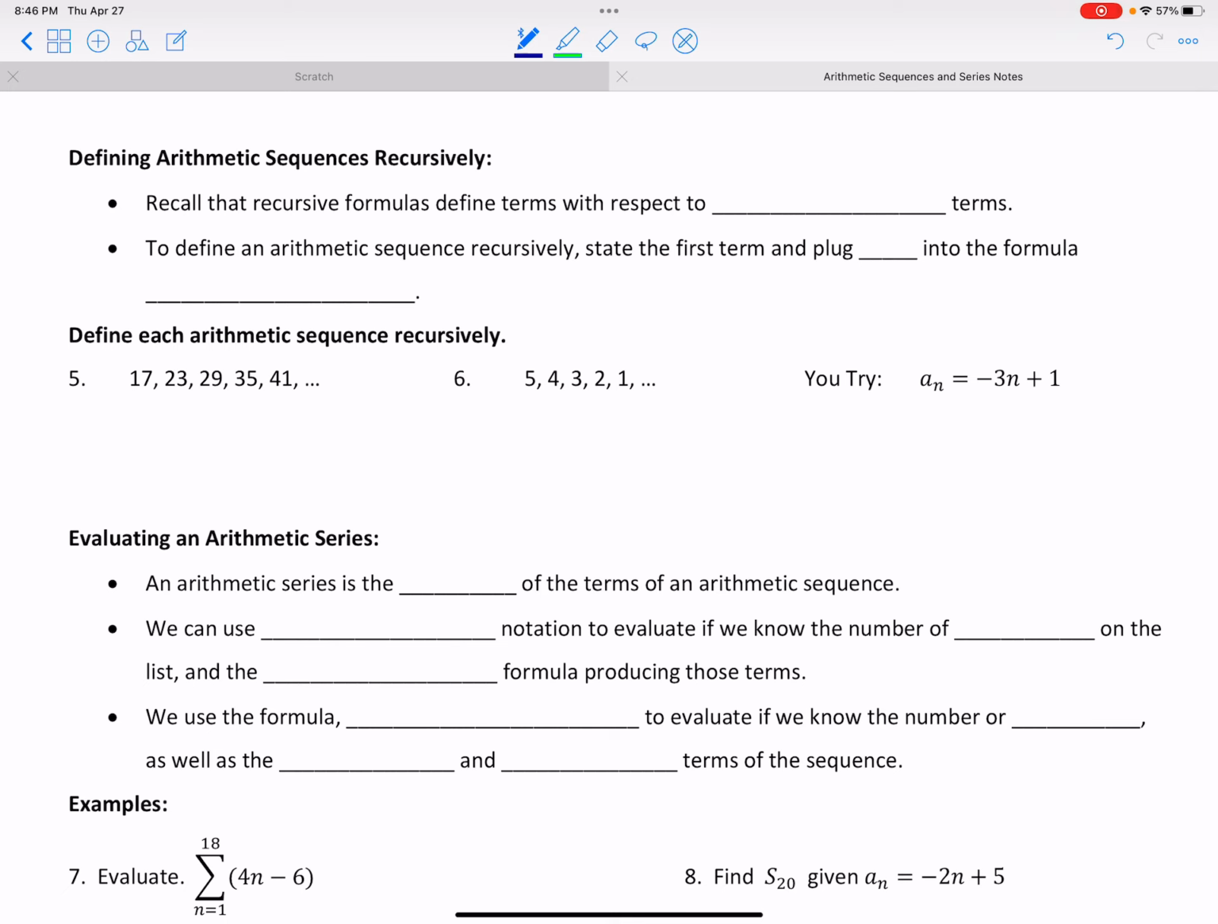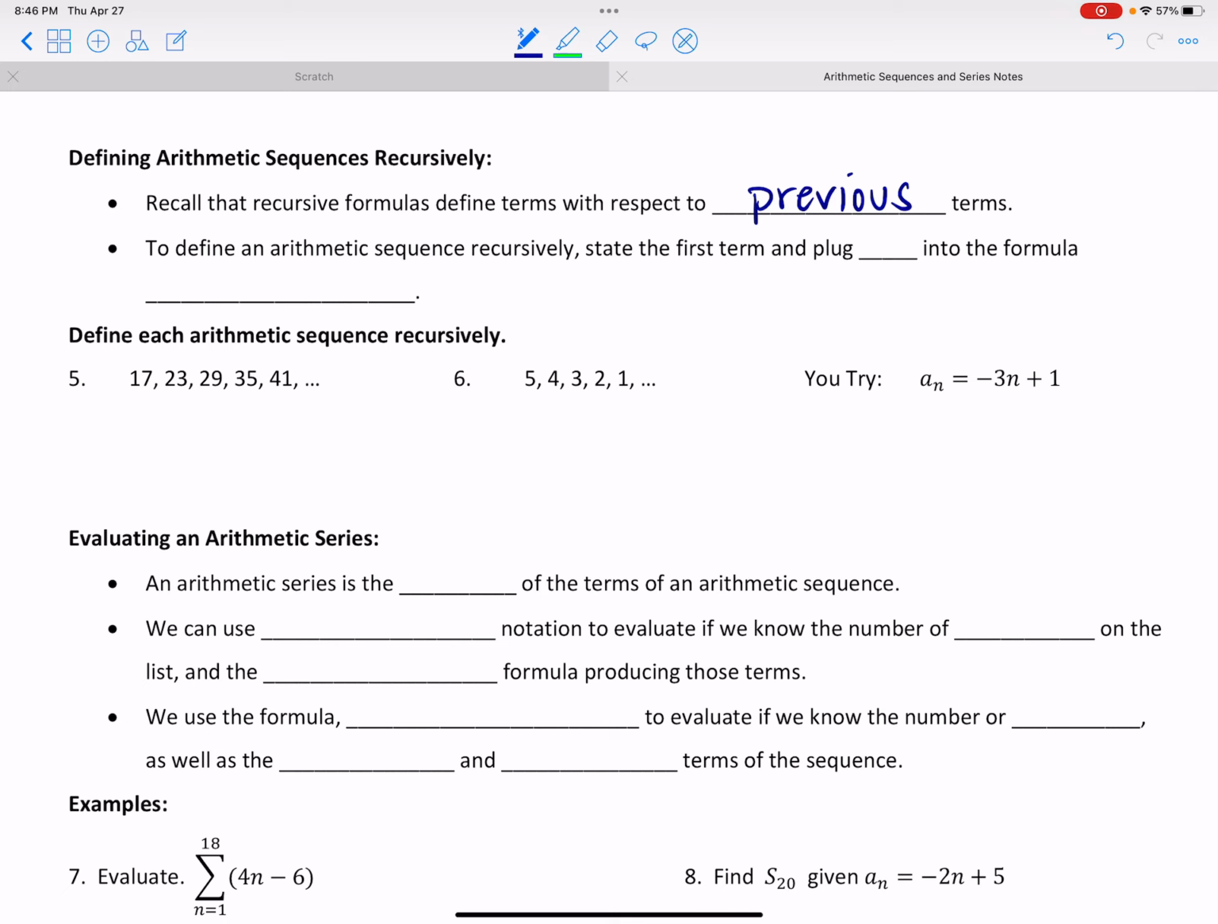So the recursive formulas define terms with respect to previous terms. If I want to then recursively define an arithmetic sequence, it's pretty simple, because every term is just a common difference away from the previous term. So from my previous term, I'm either adding or subtracting. I'm always adding the common difference. If it's something we subtract, the common difference is going to be negative.